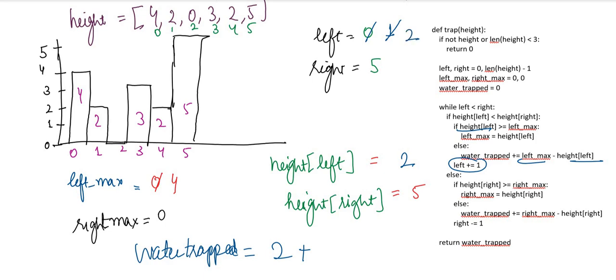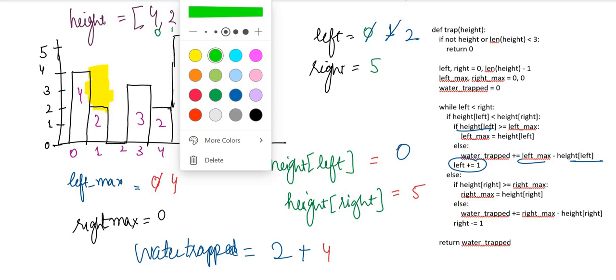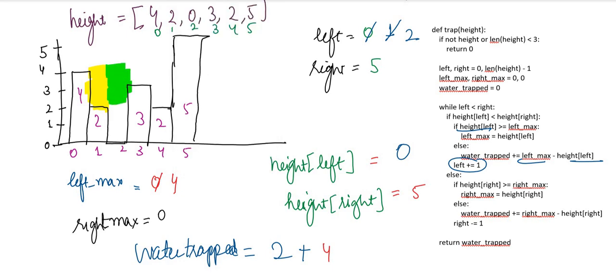Left is 2. Right is still 5. So at index 2 the value is 0. Still it is lesser than left max. That means some more water you can store. Conceptually, if you see, first 2 blocks we were talking of this. Now let's see the next block that we will talk of. Height of left is not greater than left max. So we are incrementing the water trapped, which is left max minus height of left, which will be 4 minus 0, 4. This is the block where we can trap the water. Getting my point?